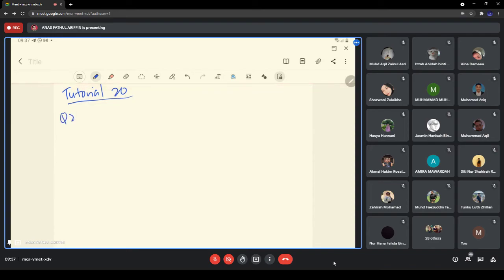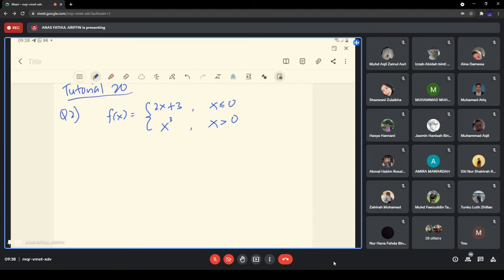Question number 2, okay. So given f(x) equals 2x plus 3 for x less than 0, and x cubed for x greater than 0. Find the value of k if the integral from -1 to 4 of k f(x) dx equals 33. Okay, boleh. So now soalan dia bagi dalam bentuk limit.